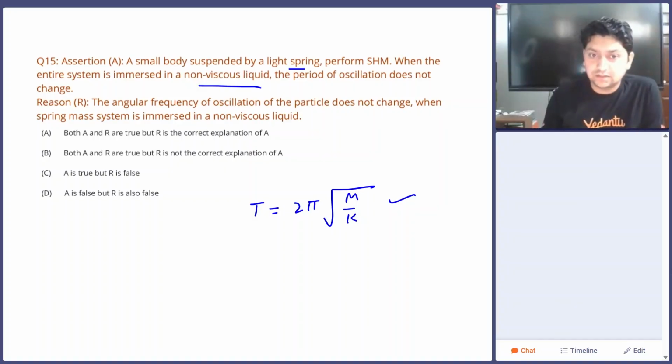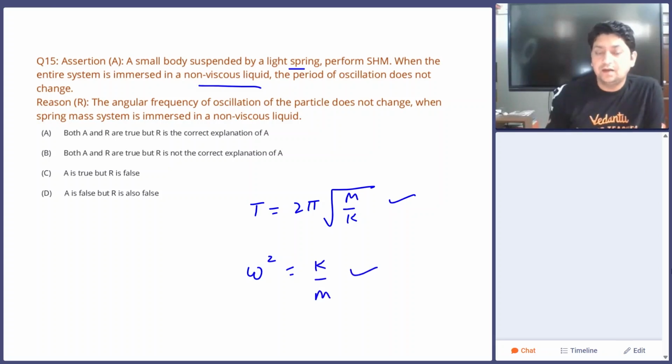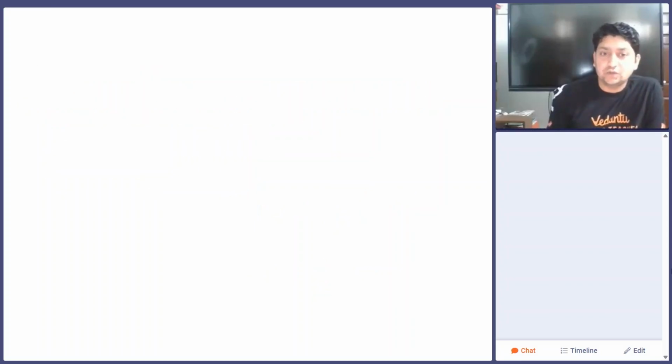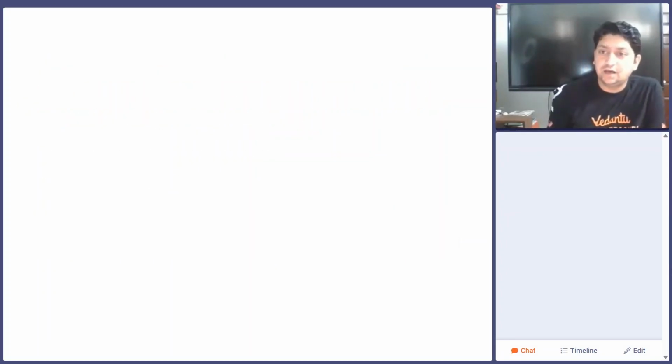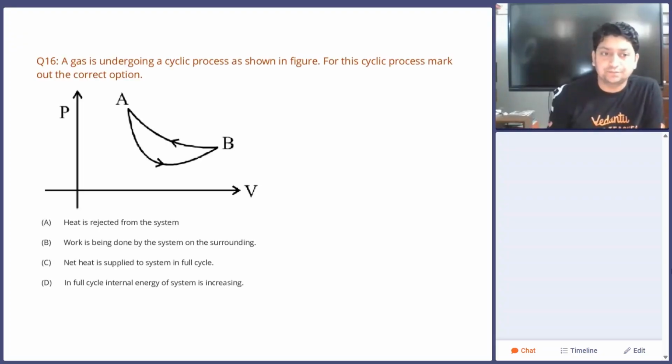That's the correct thing. Omega square in such case comes out to be equal to k by m, right? So that's why the time period comes out to be equal to this. So this is the reason. This reason is also correct, and it gives correct explanation also. So I think option A has to be the correct answer, right? So this is how you deal with such problems.